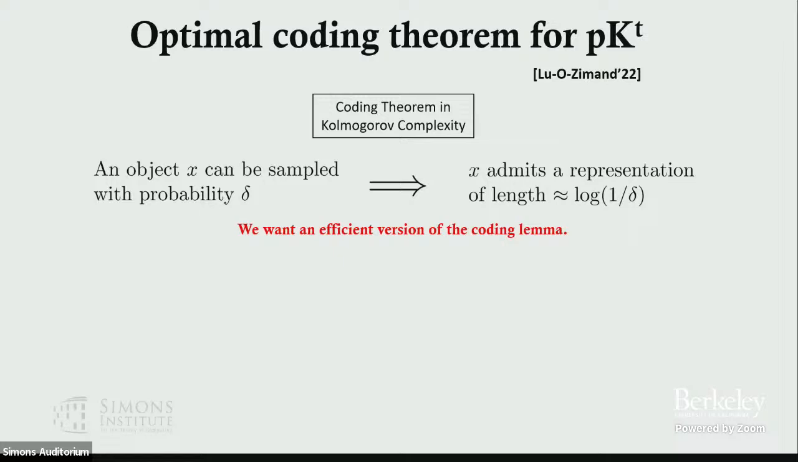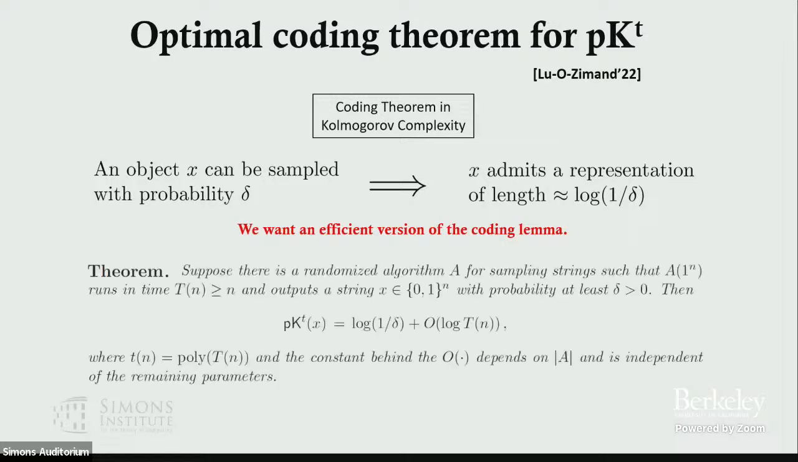And that's where PKT shines, because for PKT complexity, we can prove a similar statement, while for the other measures, this is still open. Okay, so here's the formal statement. We have a sampler that runs in time t of n, and it generates some fixed string x with probability delta. Then we show that since x can be sampled with probability delta, it has PKT complexity roughly log 1 over delta. And the running time t here is related to the running time of the sampler.